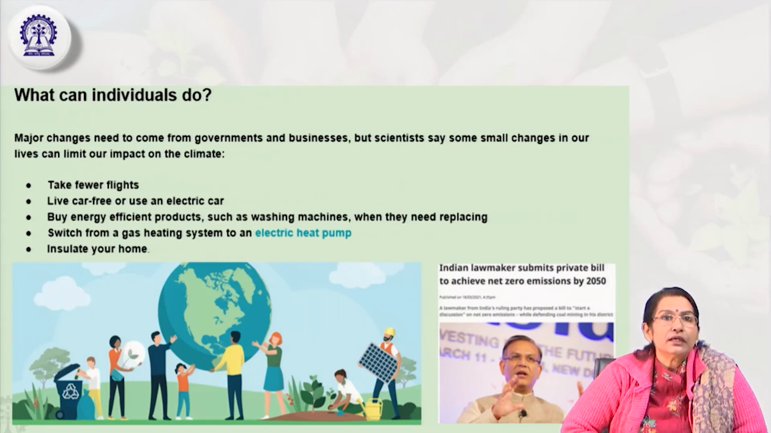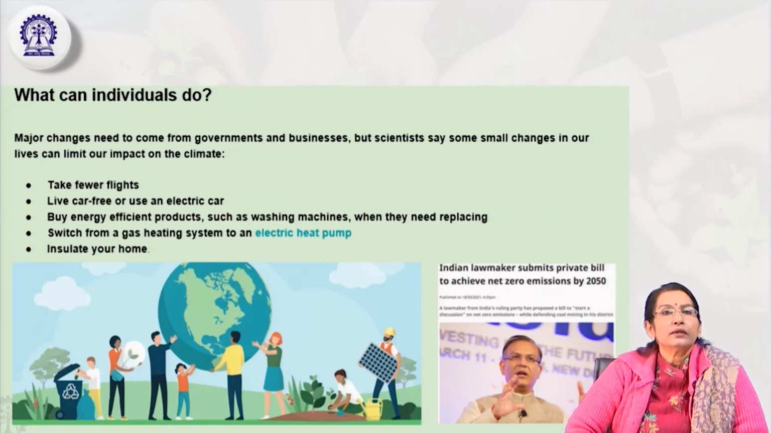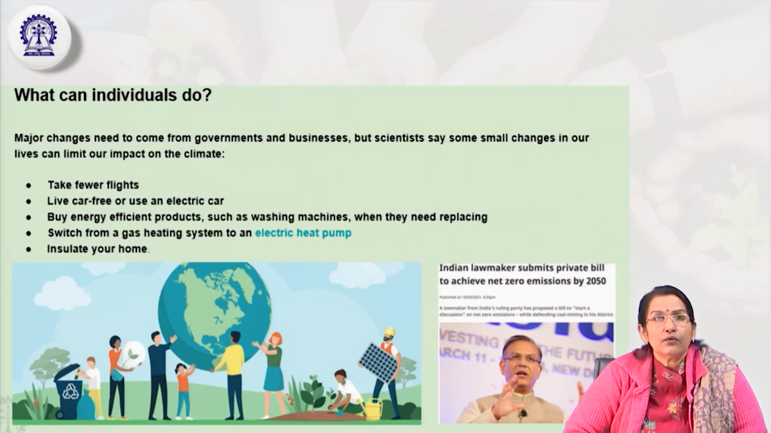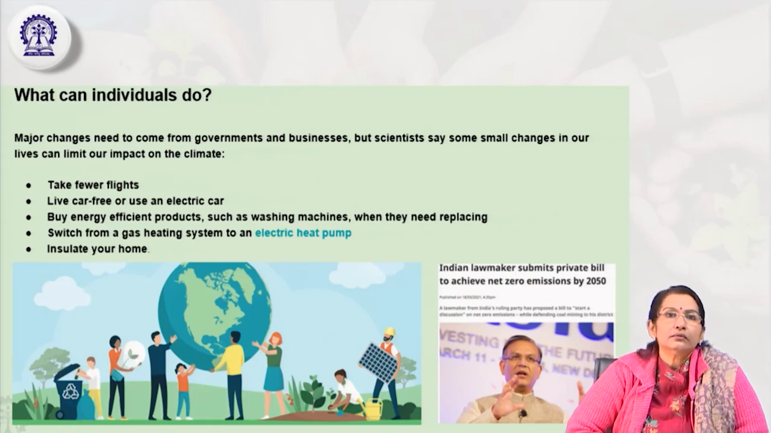So how can we use energy sustainably so that it has limited impact on the climate? For example, taking fewer flights. When it is easy to go by cycle or by walking in nearby areas, why use a motorcycle, four-wheeler, or automobile? Again, live car free or use an electric car; that should be our venture.